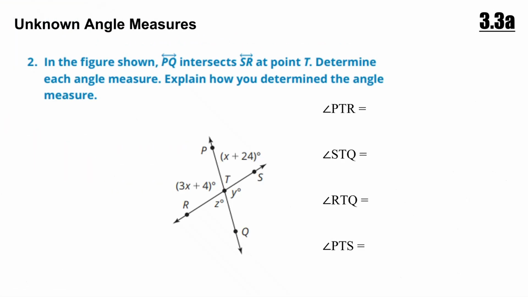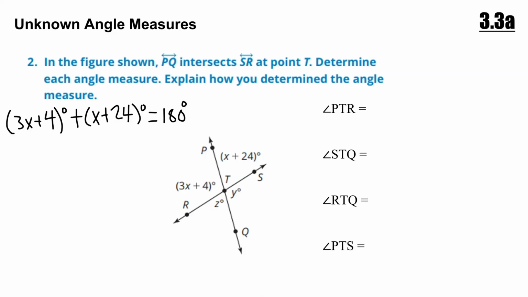This problem asks to find the missing angle measures. The figure shows a linear pair of angles. This means that you can say that the sum of both unknown angles is equal to 180 degrees. Therefore, 3x plus 4 plus x plus 24 equals 180.